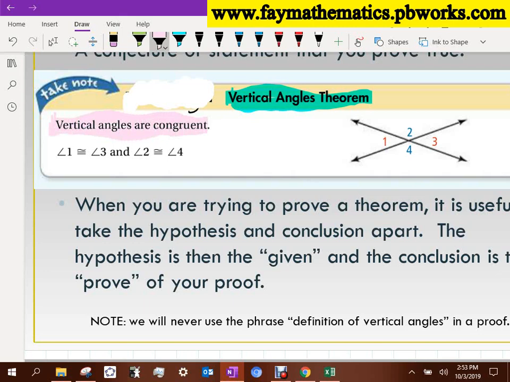Okay? By what they say. So the vertical angles theorem states that vertical angles are congruent.